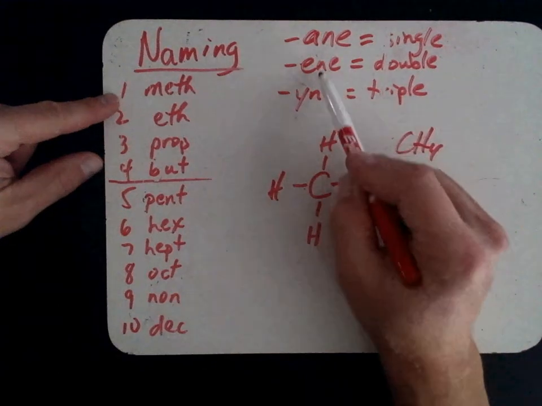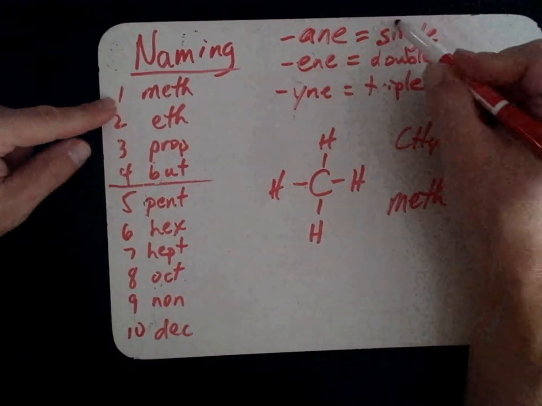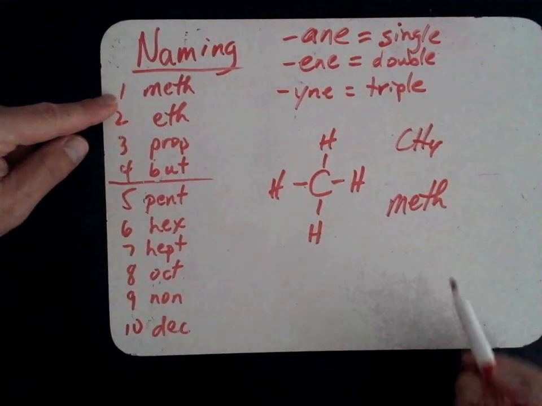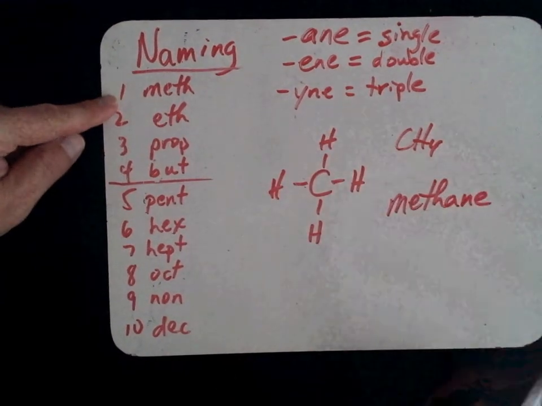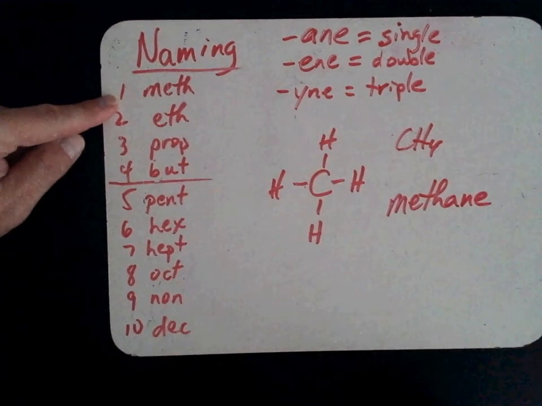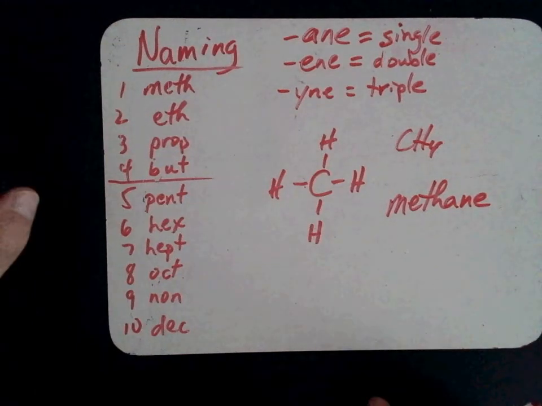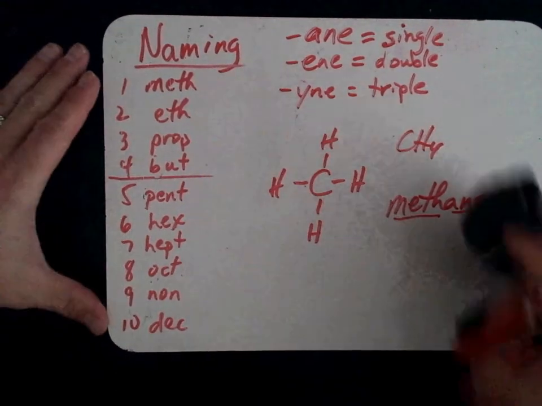All right? The ending of the word is either going to be ane, ene, or ine. If it has single bonds, well, that got erased a little bit, sorry. Single bonds, double bonds, or triple bonds. Well, look at the picture. It's all single bonds, so it's methane. Okay? So it's going to be methane because it is 1 carbon with a single bond. So let me try another one real quick.